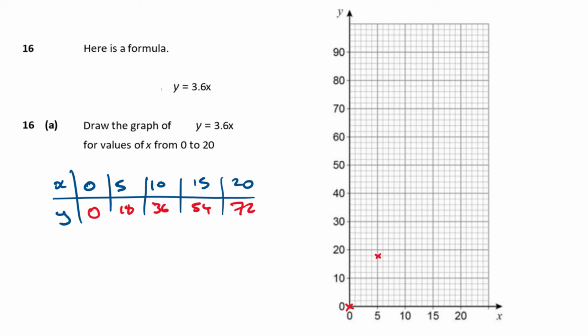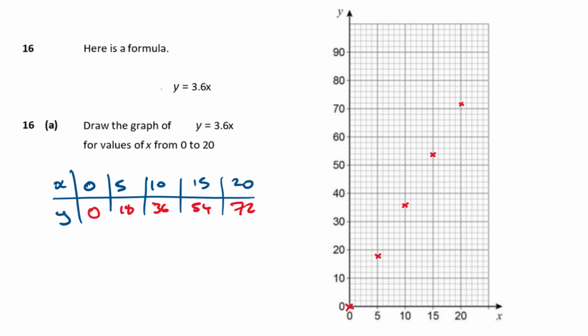So it goes through that square there. Okay, next one, 10, 36. Similarly, 30, 32, 34, 36. I'm going to count up 3 little squares to get up to 36. 15 goes with 54. So 50, 52, 54. And 20 goes with 72. 20 goes with 70, 72.